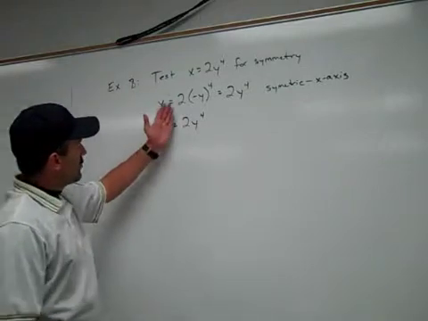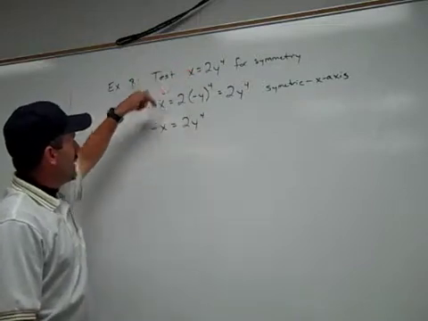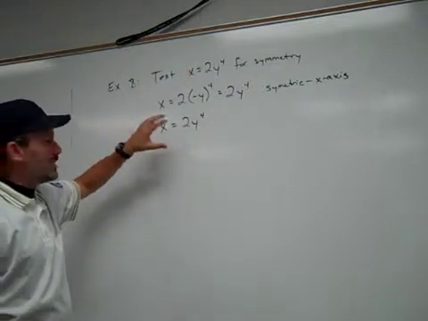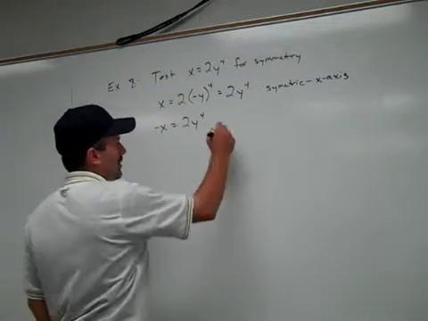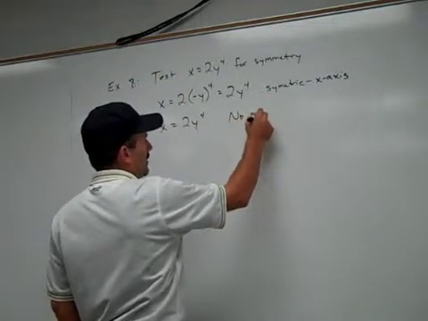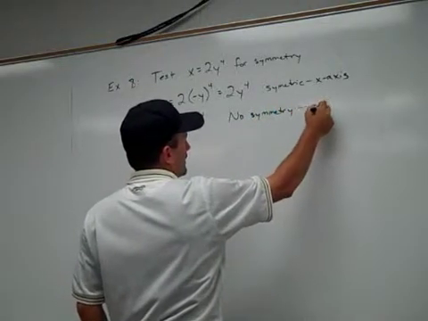As you can see, the right-hand side has not changed. It's exactly the same. The left-hand side is now negative. These equations are not equivalent. They're not the same. And so there is no symmetry with respect to the y-axis.